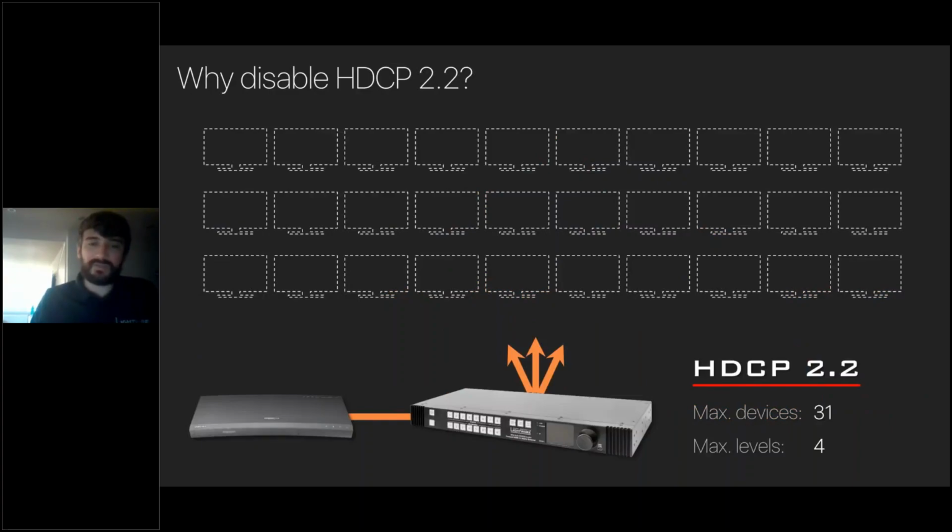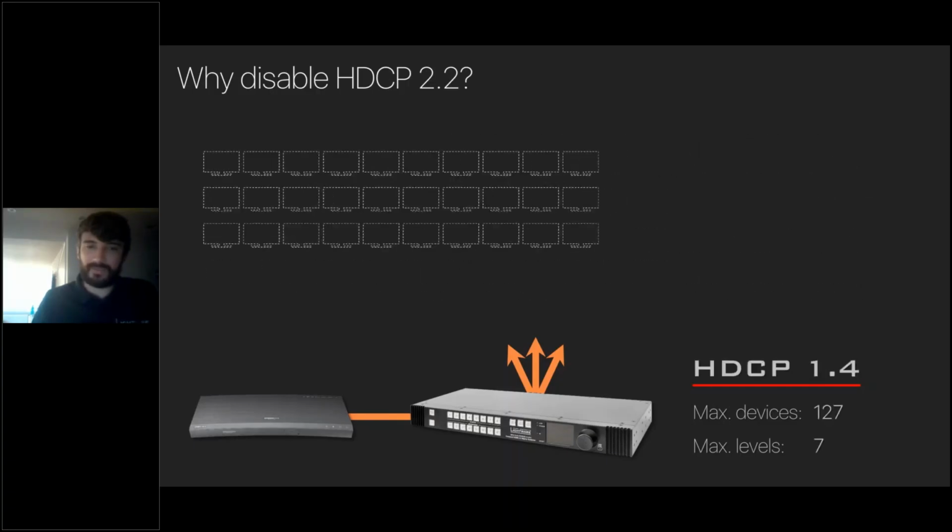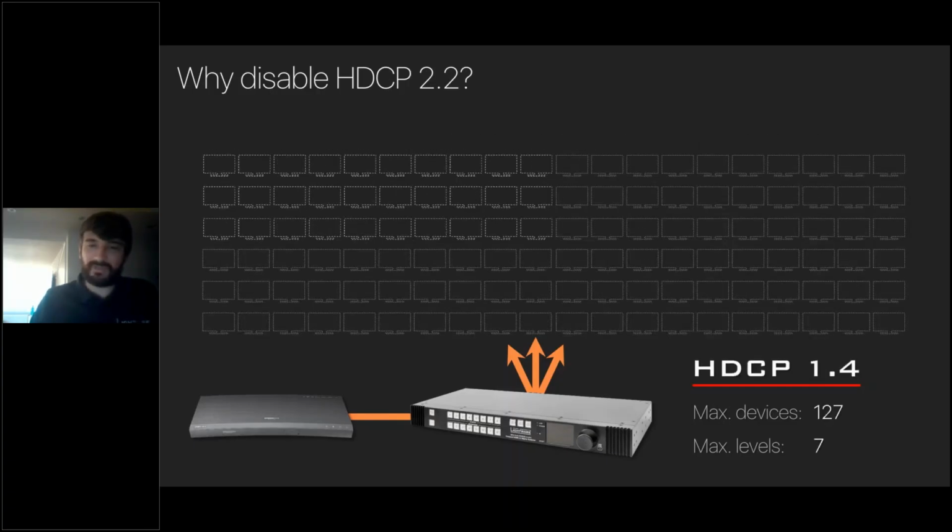Why might we disable HDCP 2.2? Well, if you know from the beginning that there's never going to be any high value content being played in the system, it might be worth disabling it, specifically because, as we mentioned, the limitations that it imposes are a lot more restrictive in terms of the maximum devices and even the locality check. So if you can disable it, you can increase the number of max devices and not have to worry about the locality check.